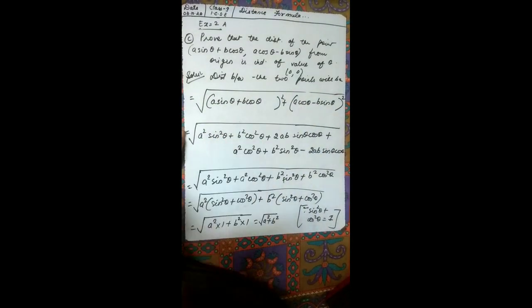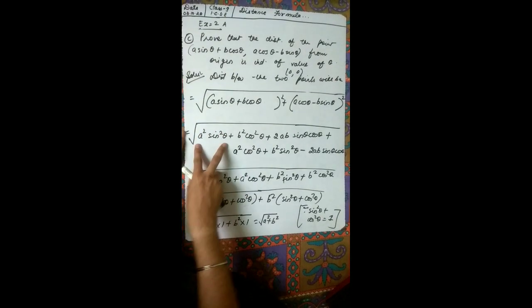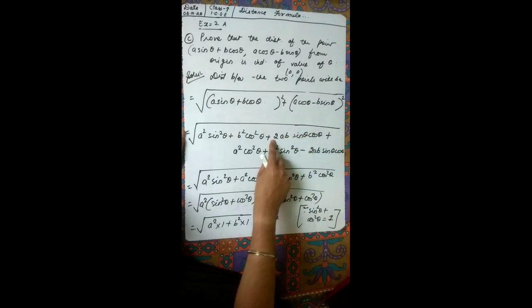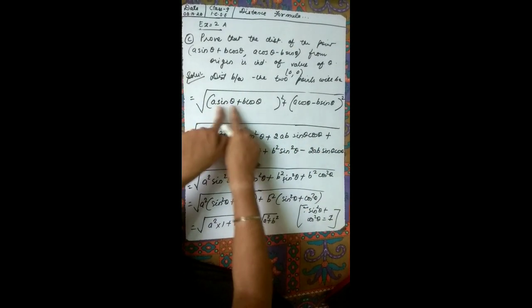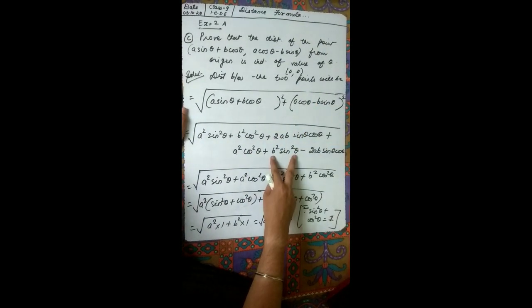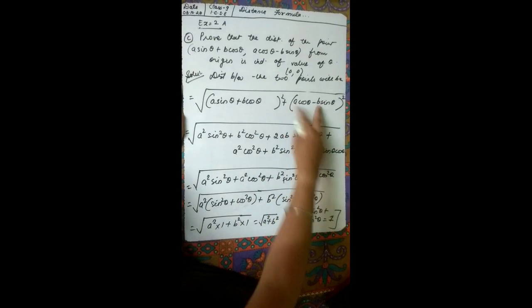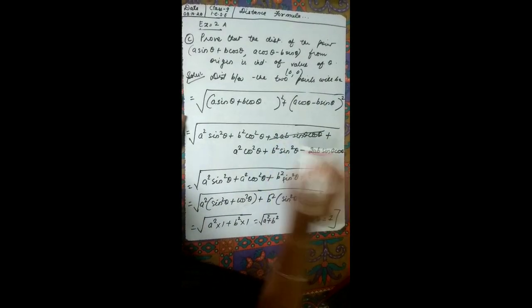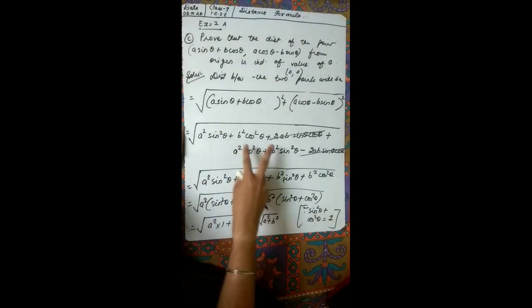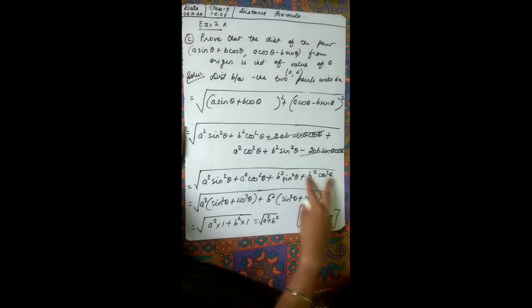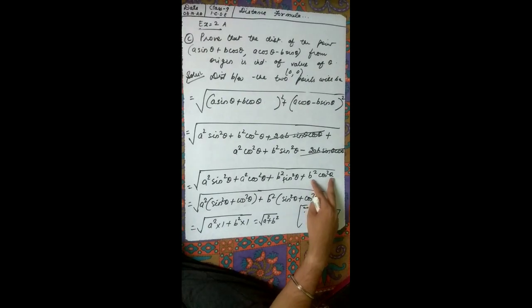The a plus b the whole square identity we are going to use, so it will be a square sine square theta plus b square cos square theta plus 2ab sine theta cos theta. Plus a square cos square theta plus b square sine square theta minus 2 into a into b sine theta into cos theta again. Now as you can see, 2ab sine theta cos theta can be cancelled with this, then a square sine square theta plus a square cos square theta, then plus b square sine square theta plus b square cos square theta.